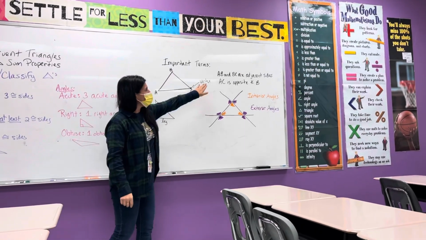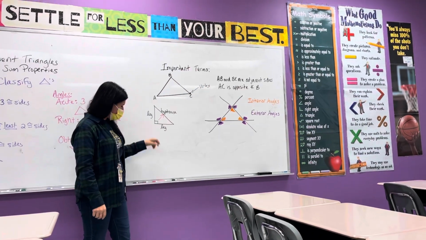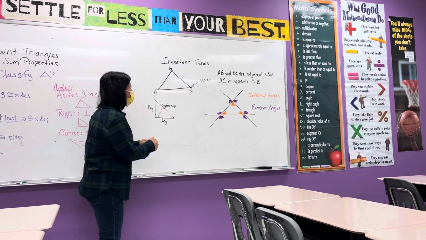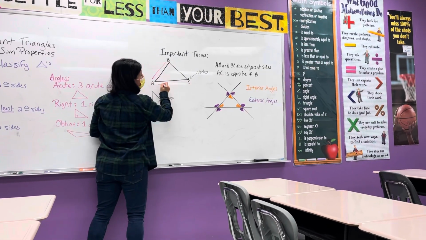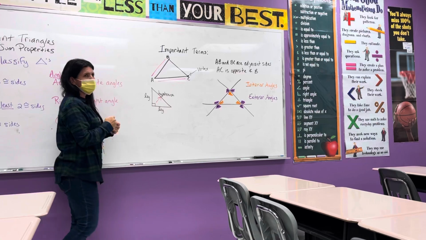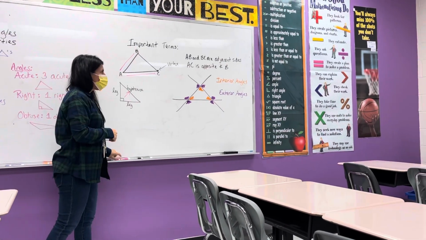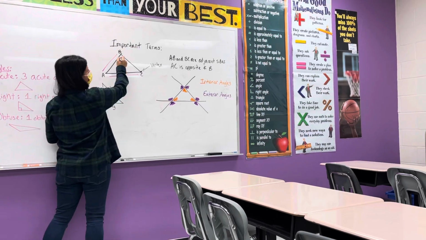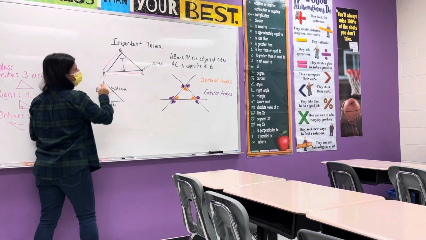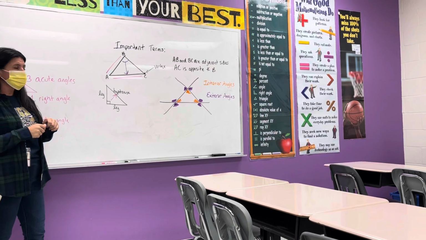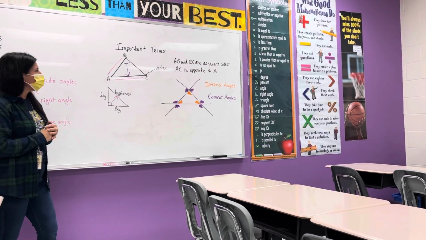This is important also. AB and BC are adjacent sides, which means they are next to each other. AB is here, AC is here. They are next to each other. They're adjacent. AC is opposite angle B. Here's angle B. AC is opposite angle B, and using those arrows might be helpful.